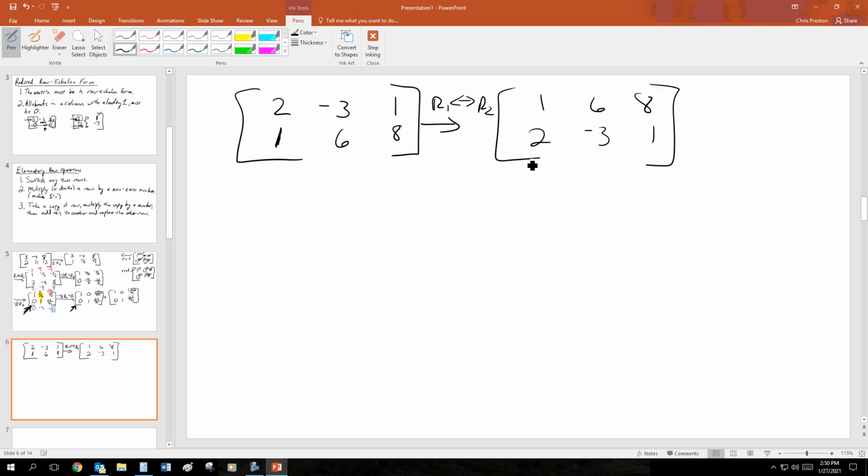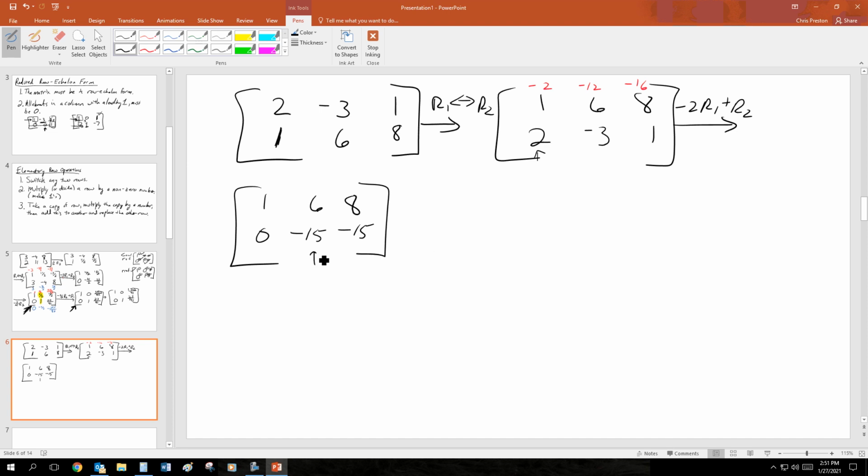Then I want to make this 2 a 0. And I know to make zeros, I have to do it by adding. So I'm going to add negative 2 times a copy of row 1 and add that row to row 2. So negative 2 times row 1 is going to be negative 2, negative 12, negative 16. Add those 3 red numbers to the second line. So the top line is still going to stay 1, 6, 8. This becomes 0, negative 15, negative 15.